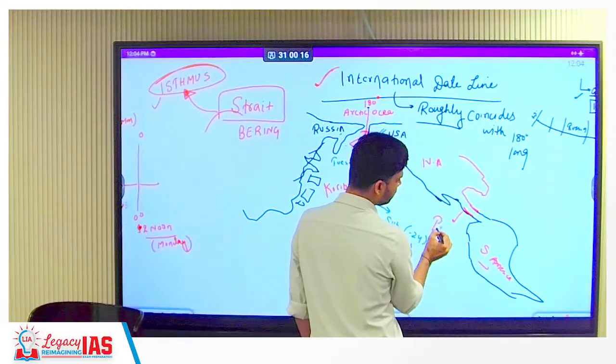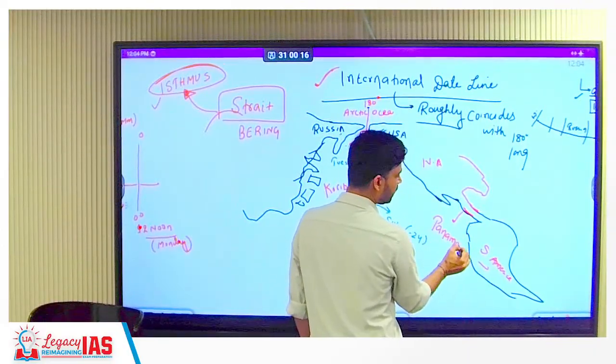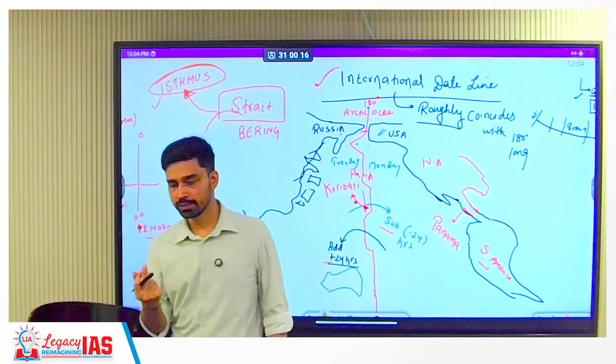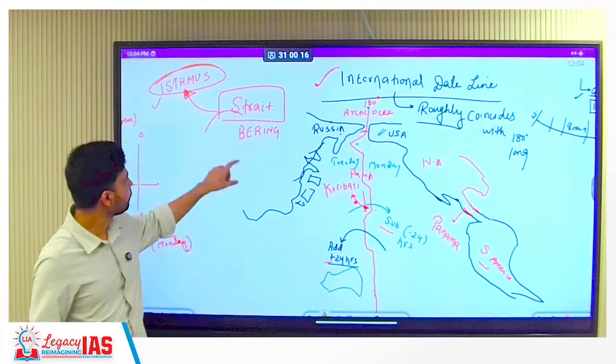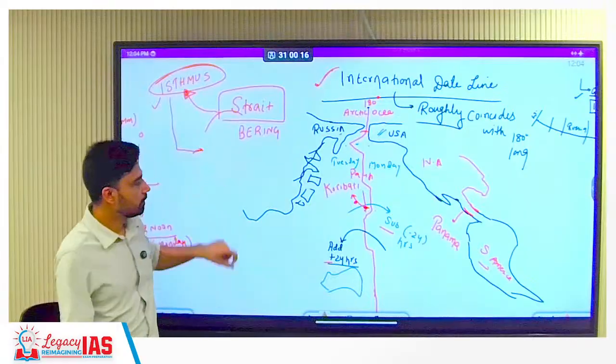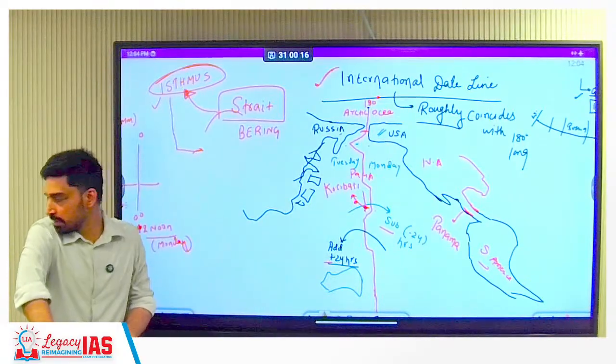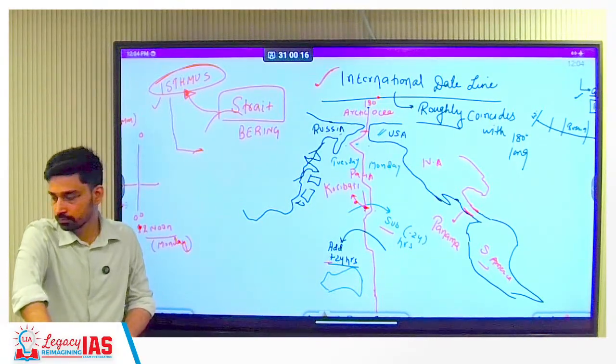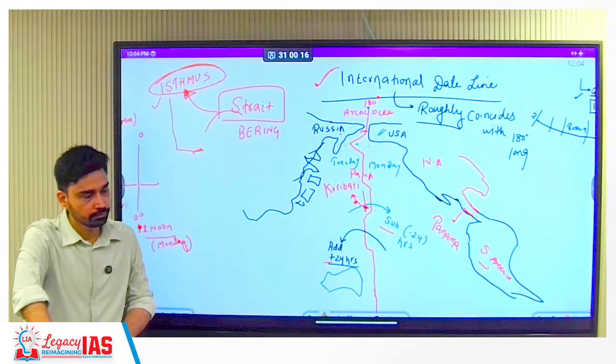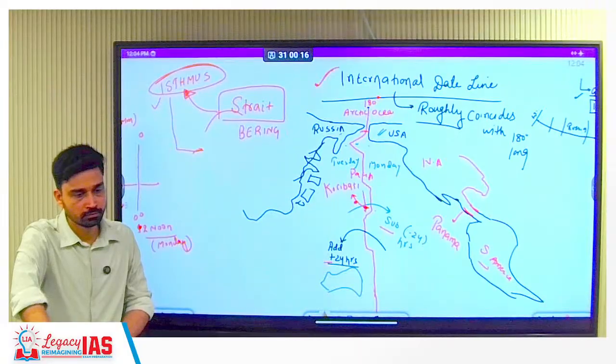So, what is the name of that place? It is Panama. Panama is a country also, and it is an example of an isthmus. You can write: the example is Panama. Panama connects South America and North America.